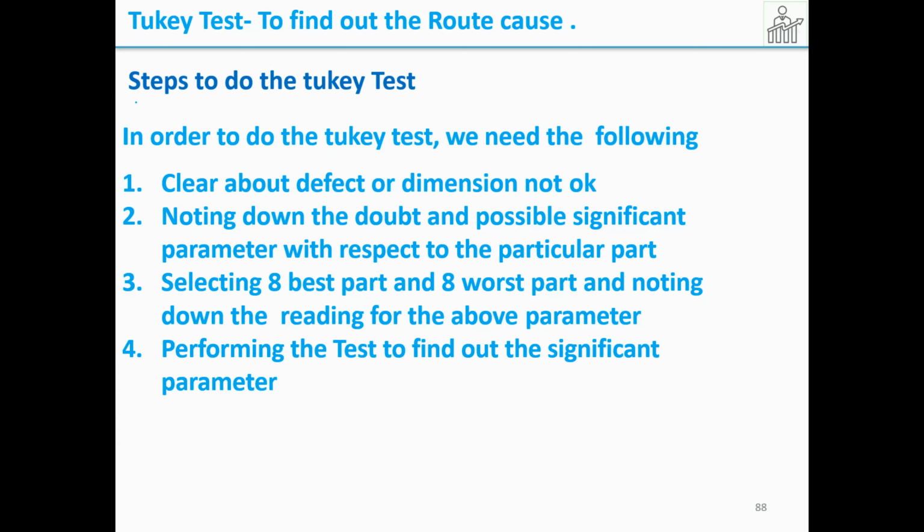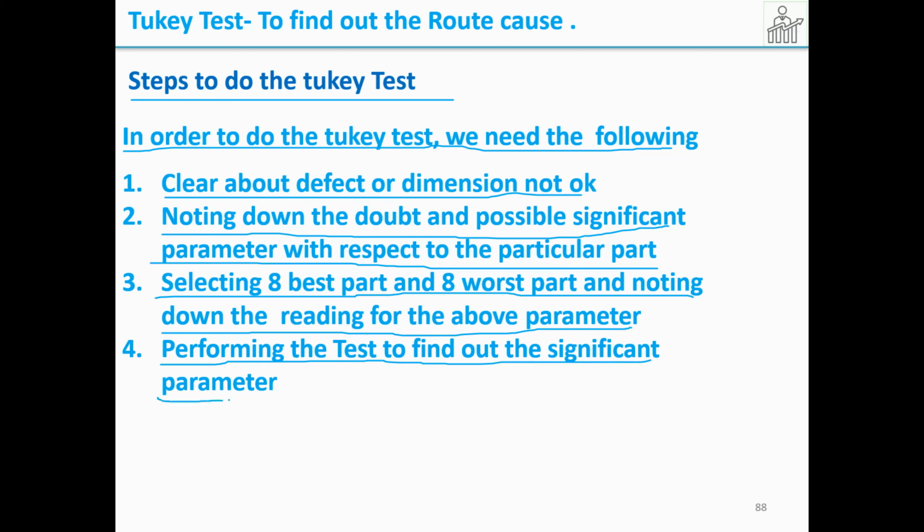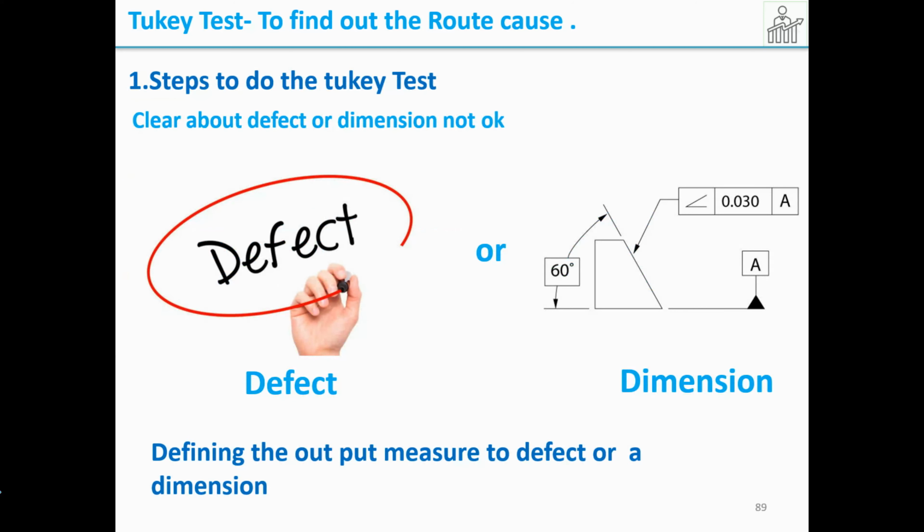Now let us see the steps to do the Tukey test. In order to do the Tukey test, we need the following. We shall be clear about the defect or dimension not okay, and note down the doubt and possible significant parameter with respect to the particular part. Select 8 best parts and 8 worst parts and note down the reading for the above parameter. Then perform the Tukey test to find out the significant parameter. So let us see how we can conduct the Tukey test.